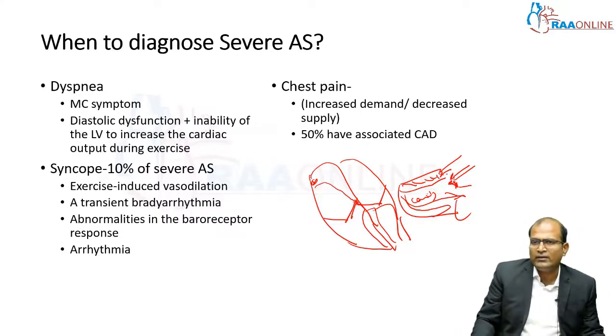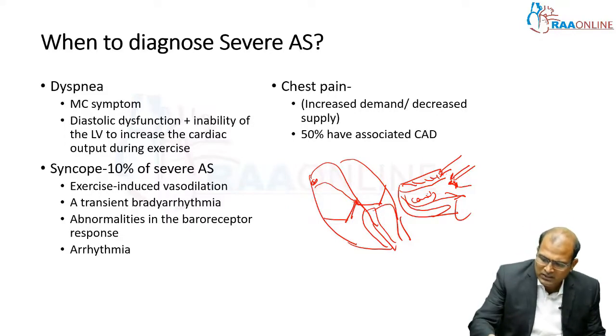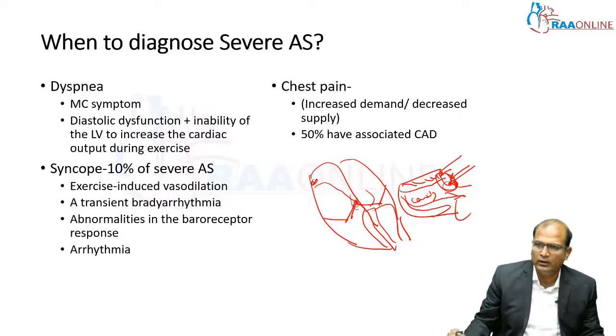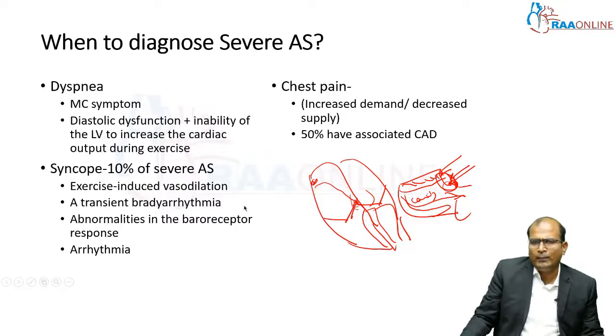So whenever there is a fibrotic phenomenon or calcification in the aortic valve, the calcification in this particular zone can extend into the AV node or the His bundle, leading to a decrease in conduction velocity, and sometimes it can lead to complete heart block also. Naturally, they are more prone to develop bradyarrhythmias. Similarly, they are more prone to develop abnormal baroreceptor response, and as there is going to be LVH in severe aortic stenosis, these patients can develop any kind of tachyarrhythmia.